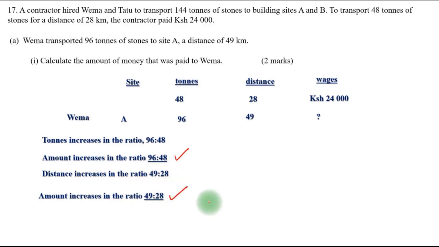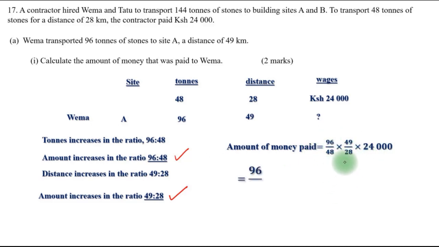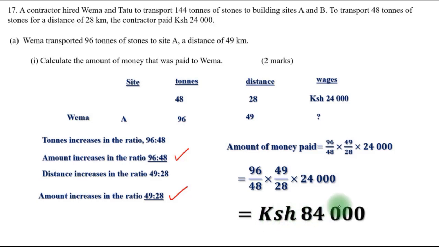That's what we shall use in our final calculation. From there, the amount paid will be 96 over 48 times 49 over 28 times 24,000. If we use a calculator, we shall end up getting 84,000 shillings, and that is what was paid.